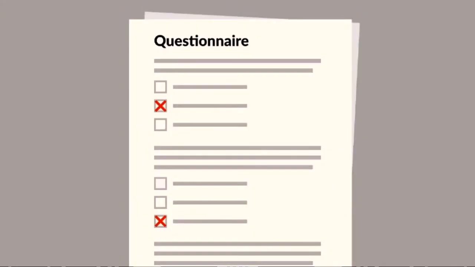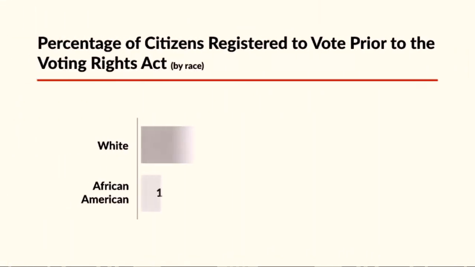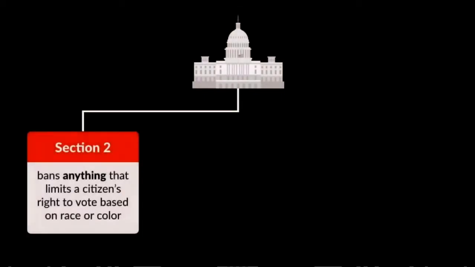Before Congress's enactment of the act, several states employed a number of tests required for citizens to pass in order to register to vote. In many states, this resulted in white citizens registering to vote at a rate of approximately 50% higher than African American citizens. Congress, fed up with pervasive racial discrimination in voting, enacted the act. Section 2 of the act applies nationwide and bans any standard, practice, or procedure that limits a citizen's right to vote on account of race or color.